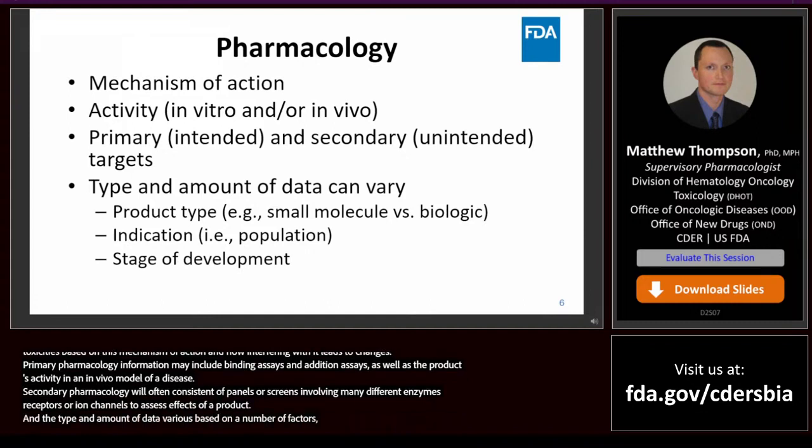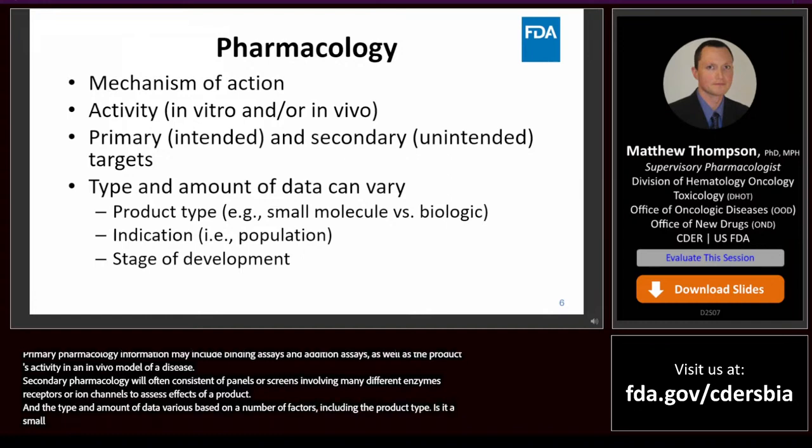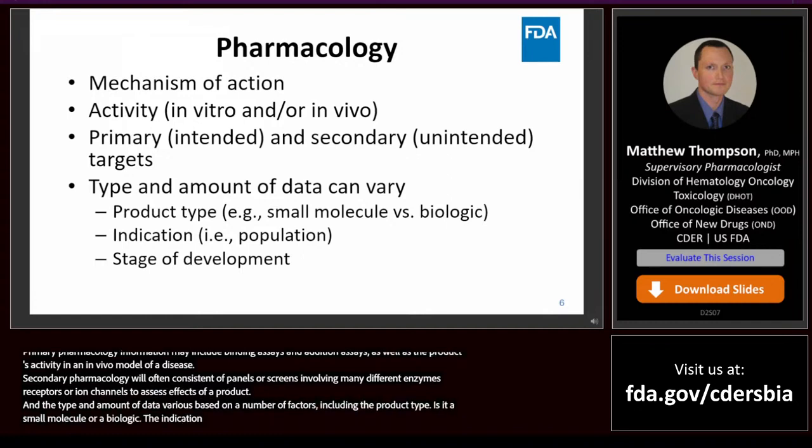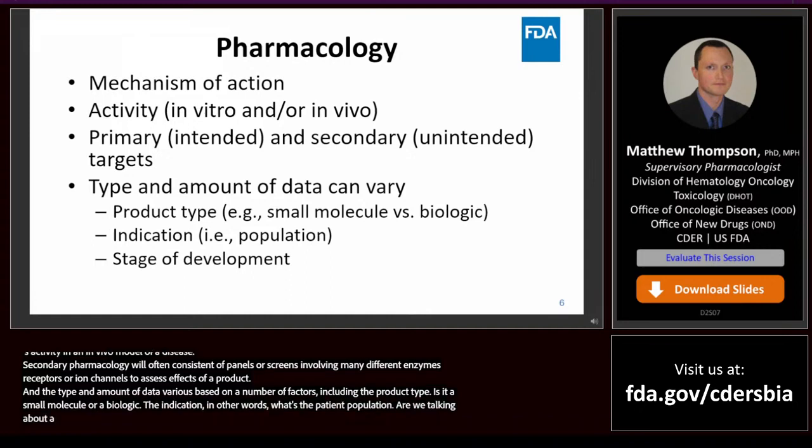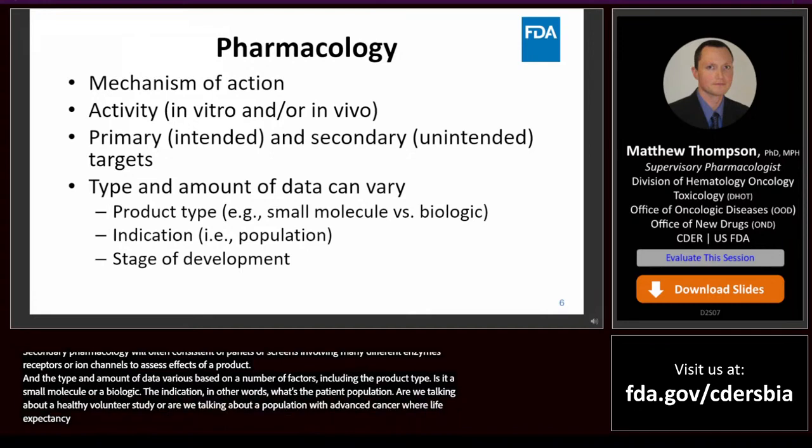product type. Is it a small molecule or a biologic? The indication, in other words, what's the patient population? Are we talking about a healthy volunteer study? Or are we talking about a population with advanced cancer where life expectancy is shorter and available therapies are limited?